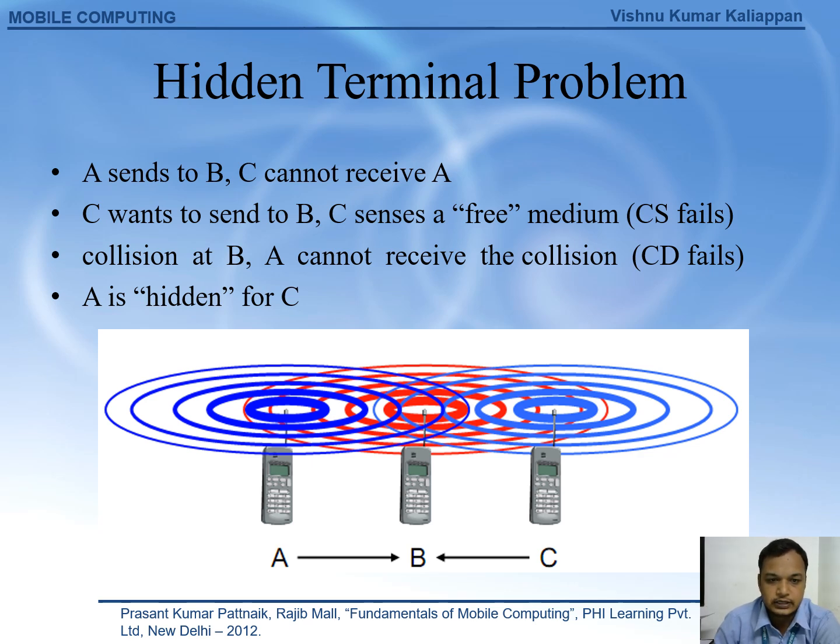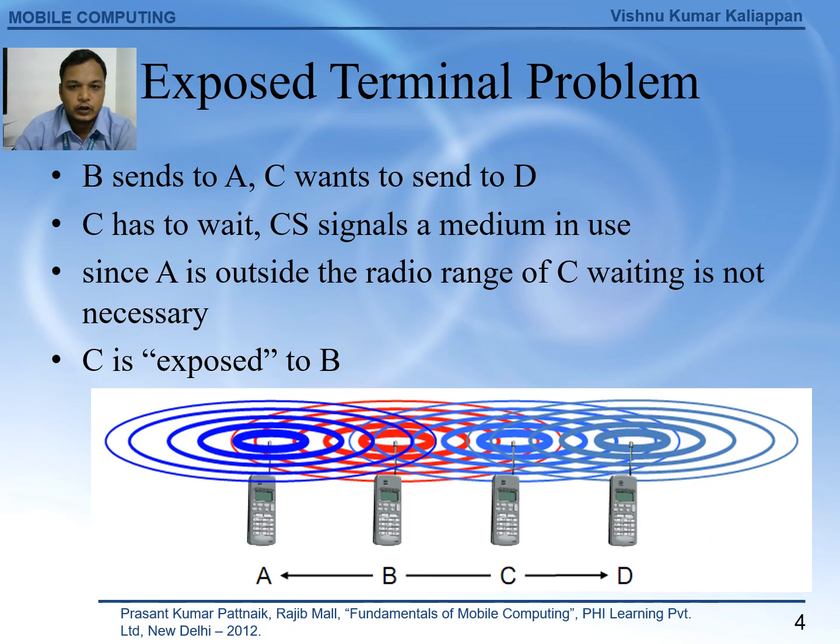C wants to send the data to B, and C senses the medium as free. Collision occurs at the receiver B, and A cannot detect the collision. A is hidden for C and C is hidden for A. That is what is given here. Followed by that, the second issue is the exposed terminal problem.